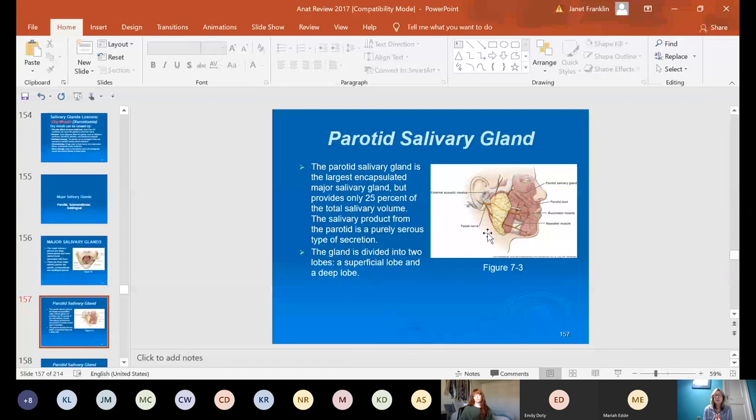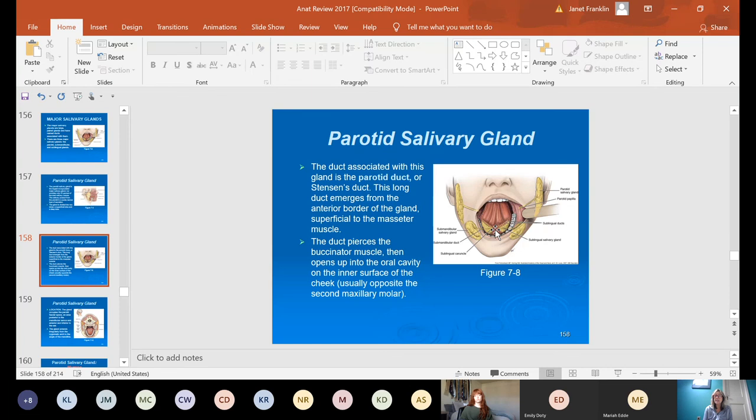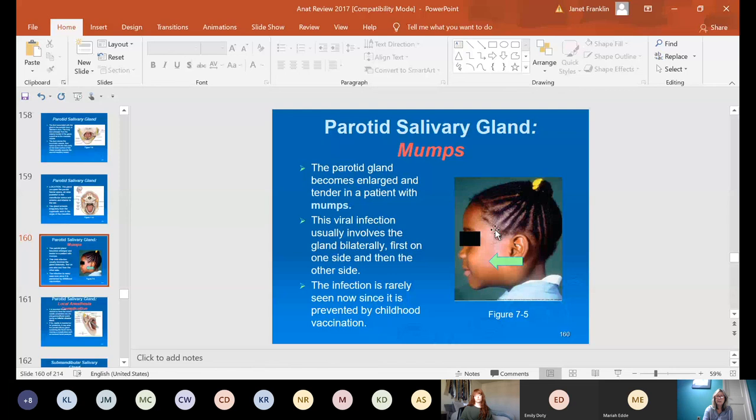Your parotid gland is the largest in size. It's encapsulated, so it's enclosed, and it's rounded. But it is not your major producer of saliva. It's the biggest in size because look at all the space it takes, but it is not the biggest by volume. It is associated with the Stenson's duct. So the parotid gland, Stenson's duct. Parotid gland, largest in size, but not in volume. Stenson's duct opens opposite of the maxillary second molar. We're not going to talk about the mumps. People don't get the mumps anymore.